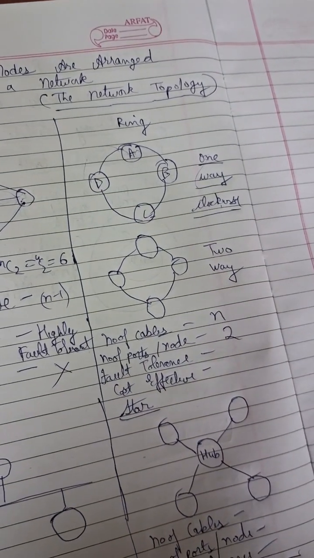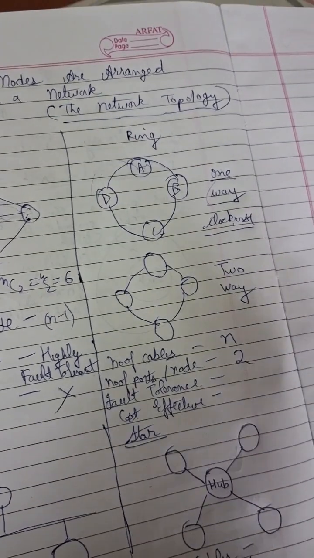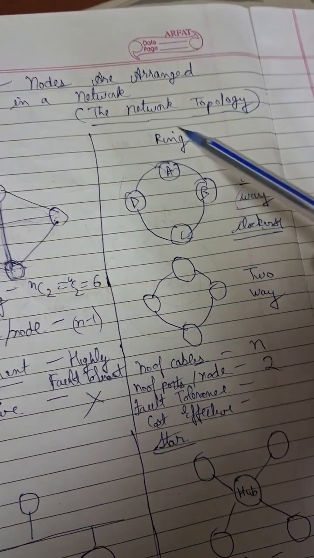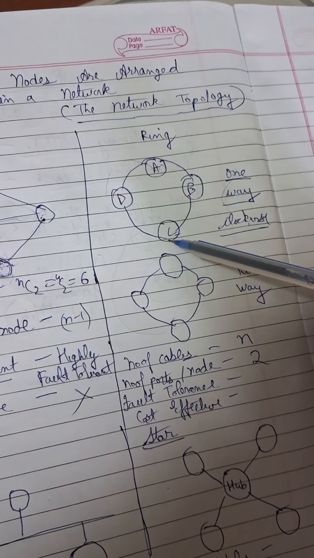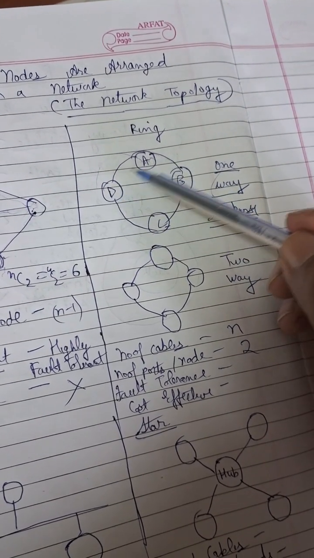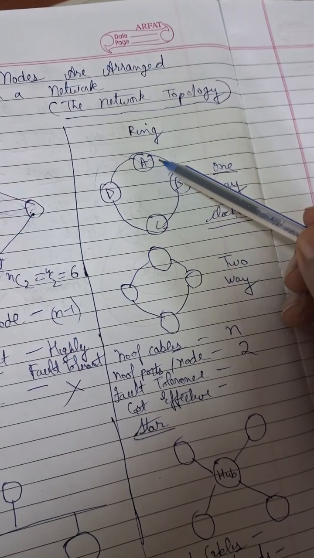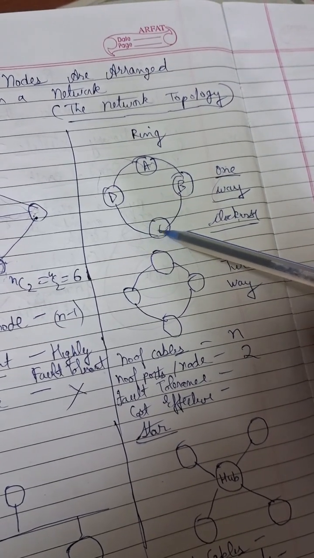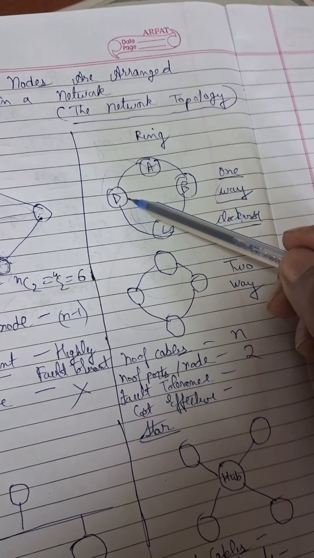Now, will this network be fault tolerant? See, if even one particular link fails, say C and D fails, can we send the data packet from A to D? We can't, because first it will move from A to B to C. Now C and D has failed. We can't send the data to D.